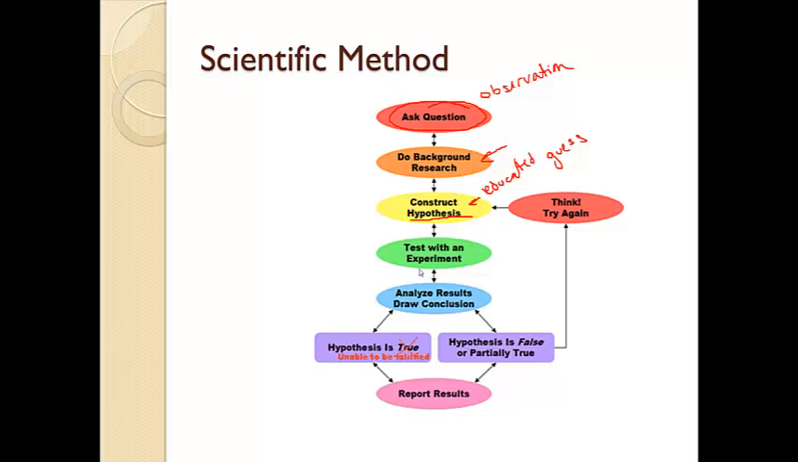Then you're going to create and test an experiment. You're going to analyze what happens to be either reasonable or not reasonable. If it's false or partially true, you're going to try to think of another reason. A hypothesis won't be proven true, but our results might conclude that it's unable to be falsified. And then you report your results.